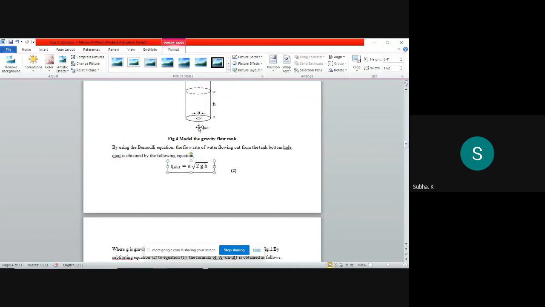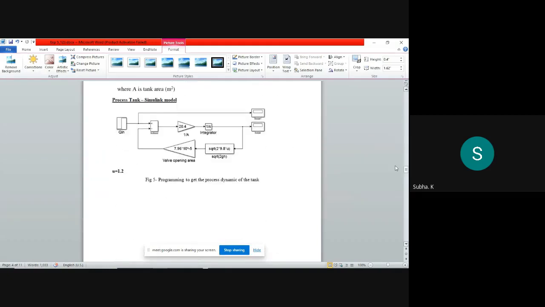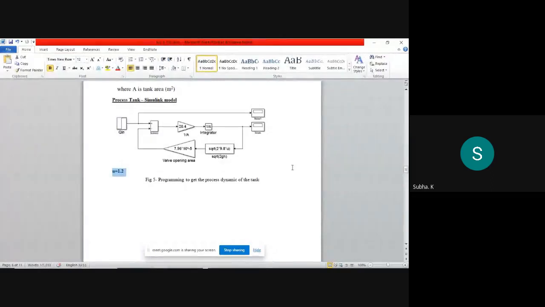You can refer to this diagram. Q out means the water flow output rate, the outlet rate of the water outside. A outlet is this valve opening area. G is acceleration due to gravity. H is the level of water inside the tank. That part only is indicated here. This is small a, 7.96 into 10 to the power minus 5, the area of the valve opening, and this is square root of 2 into 9.81. U is the level, considered to be 1.2 here. You can change the value if you want. So this whole thing is representing Q out, which is being given as an input.